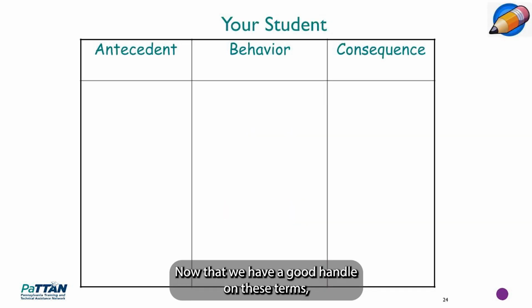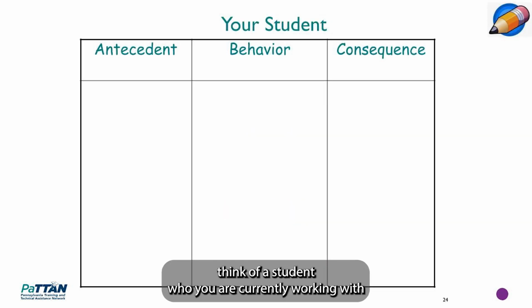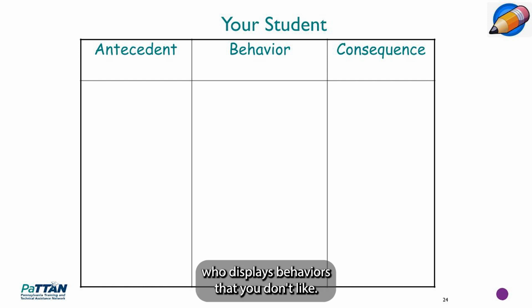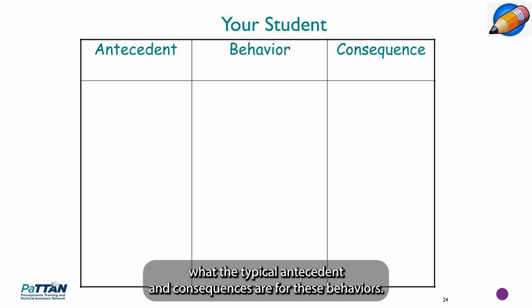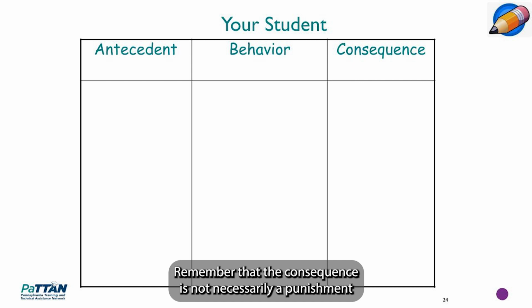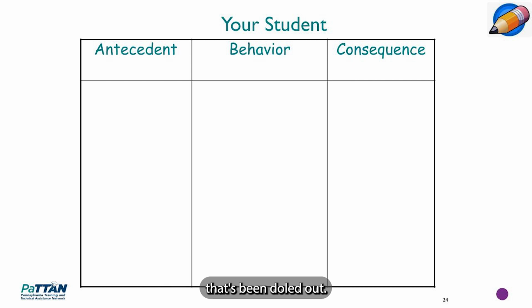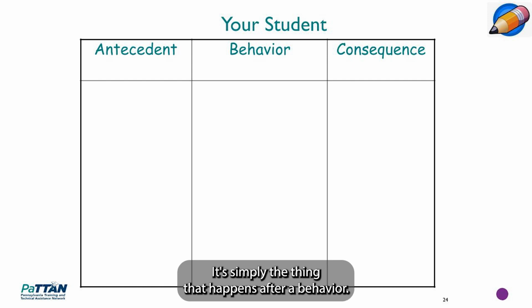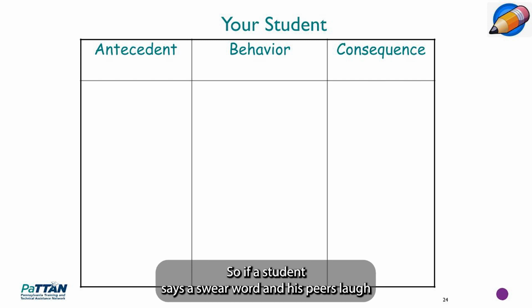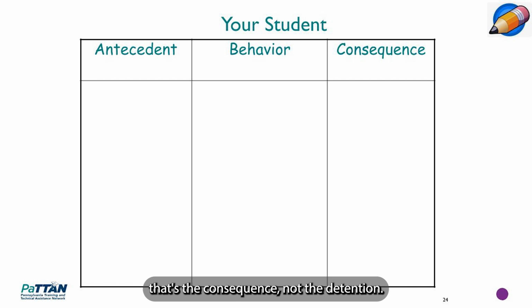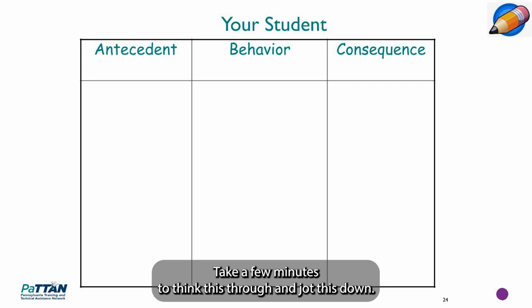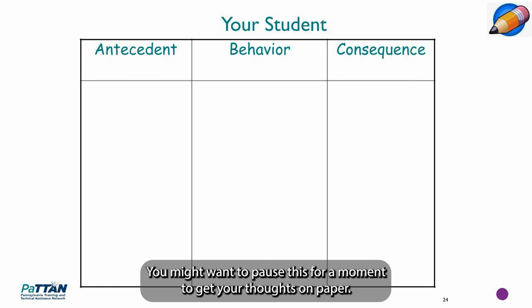Now that we have a good handle on these terms, think of a student who you are currently working with who displays behaviors that you don't like. Use this form or even a piece of paper to map out what the typical antecedent and consequences are for these behaviors. Remember that the consequence is not necessarily a punishment that's been doled out, it's simply the thing that happens after a behavior. So if a student says a swear word and his peers laugh and you give them a detention, it's the peers laughing that's the consequence, not the detention. Take a few minutes to think this through and jot this down. You might want to pause this for a moment to get your thoughts on paper.